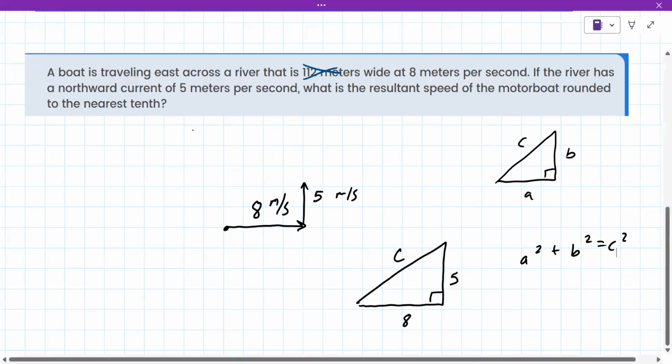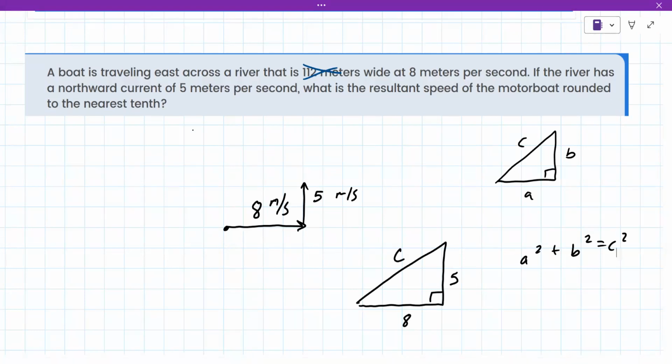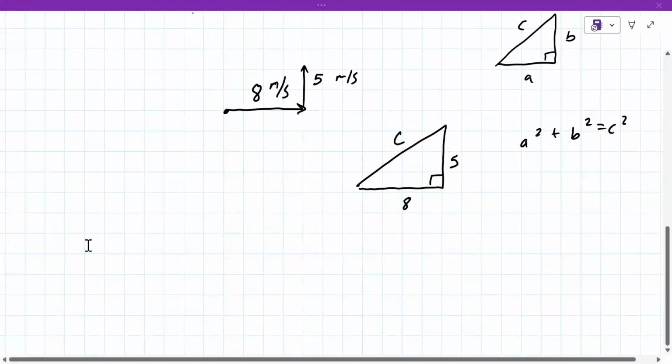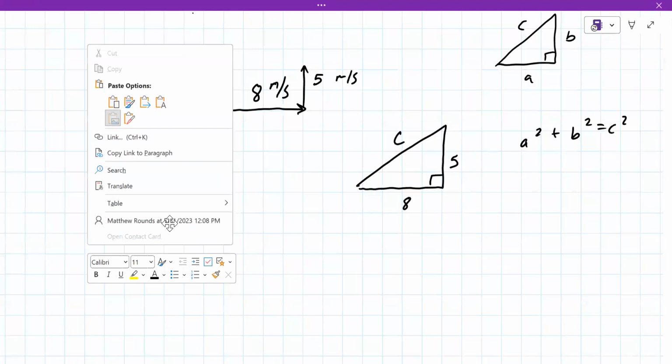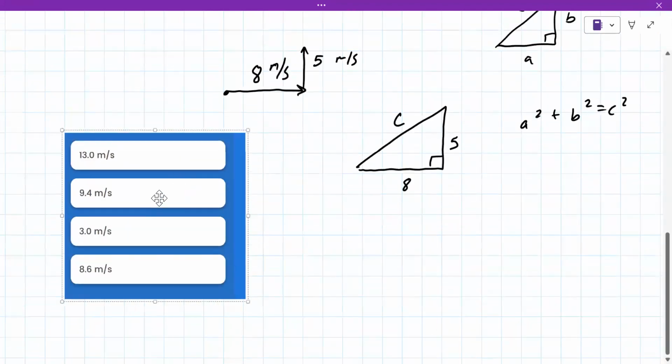How do you undo the square? Oh, how do I undo the square? Yes. Oh, I did not think of that one. So you square root it. So which of these answers is closest to 9.4? Good.